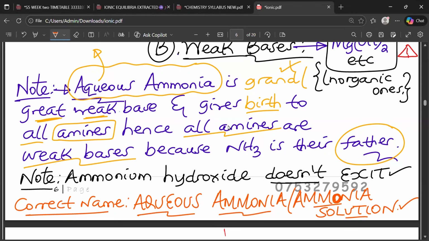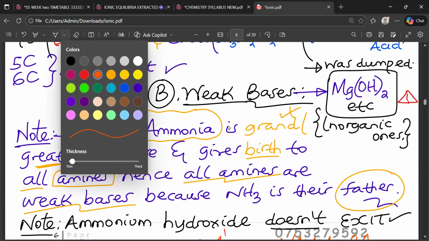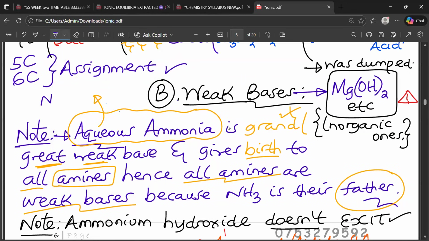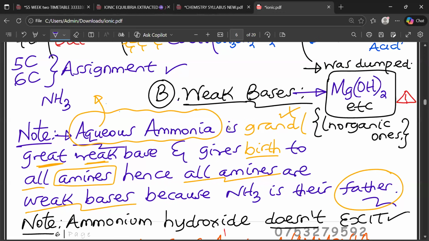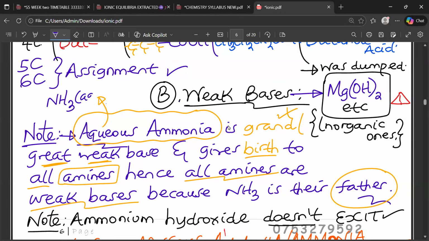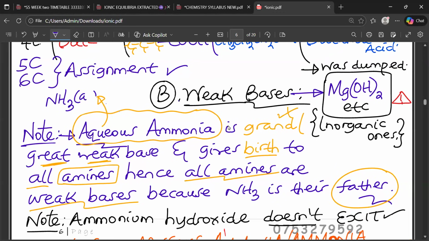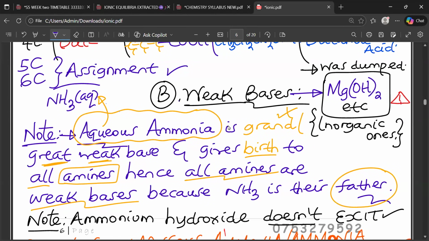If you want to know how you really write it, let me just put it here. You write ammonia like this. Then to show it is a solution, or aqueous, you put aqueous in brackets like that. I don't think that is hard. Ammonia, then aqueous. That is enough to show what you mean.